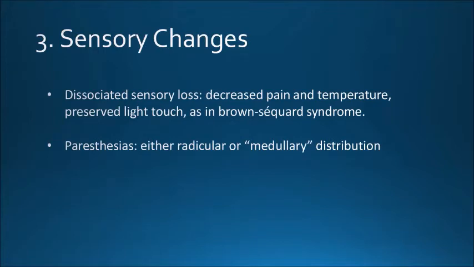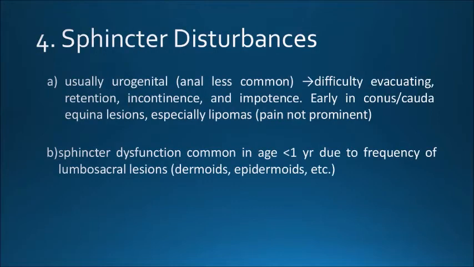Then we can also have the sensory changes, and dissociated sensory loss can be there, especially in cases of intramedullary spinal cord tumors or syrinx. There will be decreased pain and temperature on the same side, but light touch will be preserved, as in cases of Brown-Sequard syndrome. Then we can have paresthesias, with either radicular or medullary distribution.